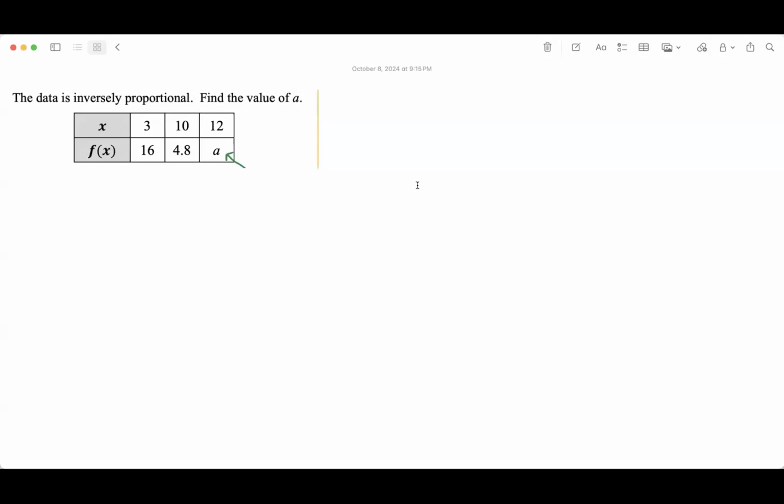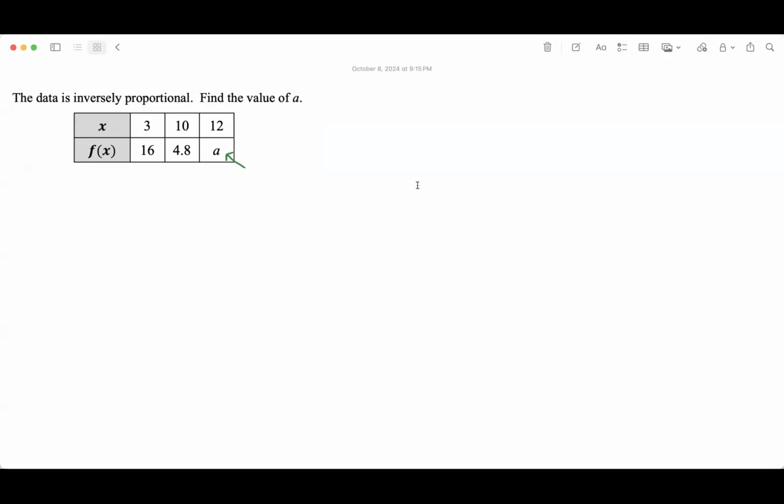They'll give a table, or they will verbally describe the context, or they will give a graph. You have to determine what is asked. The data is inversely proportional. Inversely proportional means what? y equals k by x, otherwise y equals k times x is direct proportion. y is f of x.